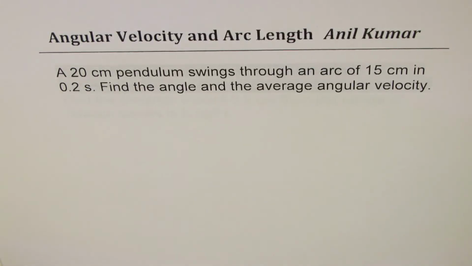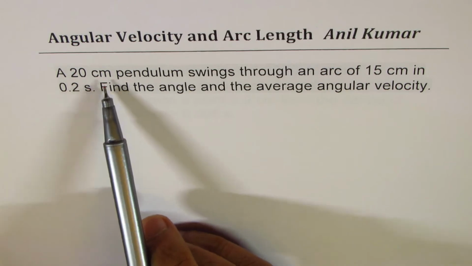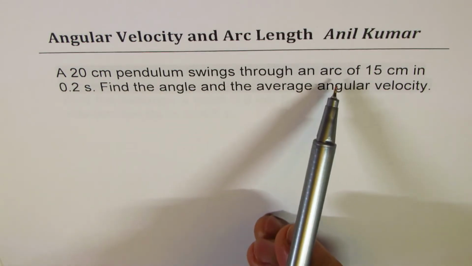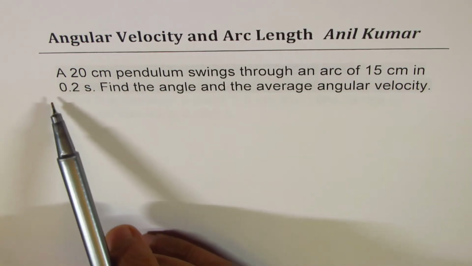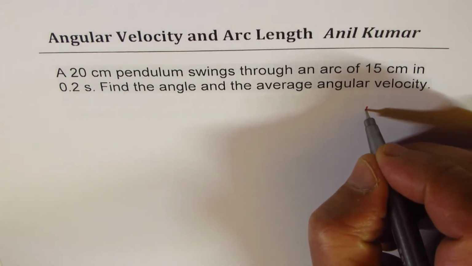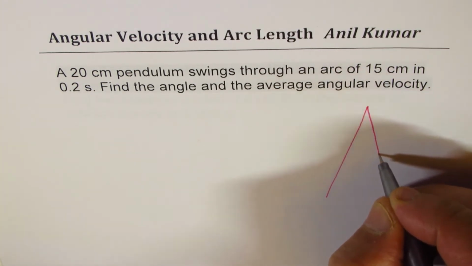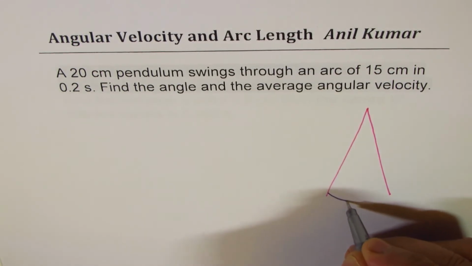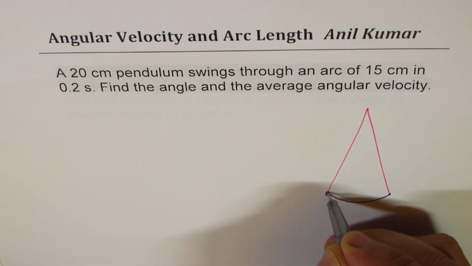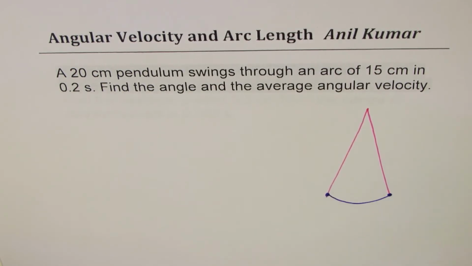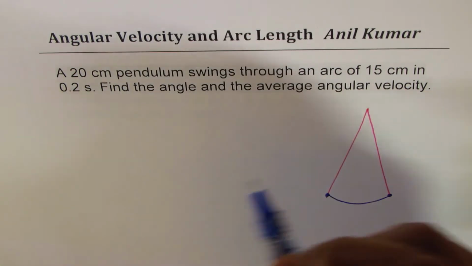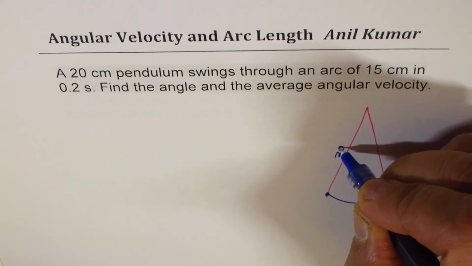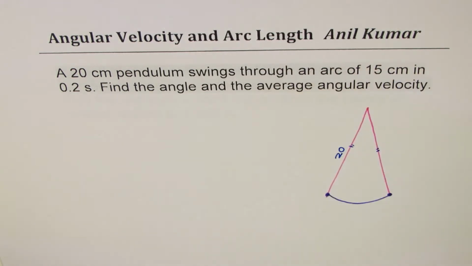Now let's get to word problems, which might be difficult at times. Okay. The question here is, a 20 centimeter pendulum swings through an arc of 15 centimeters in 0.2 seconds. So let's say this is the pendulum, right? So let me make some big and bold diagrams. It helps to understand. Let's say that is how it swings, right, from one place to another. And what we are given here is 20 centimeters is this length, right? So this length is 20 centimeters.